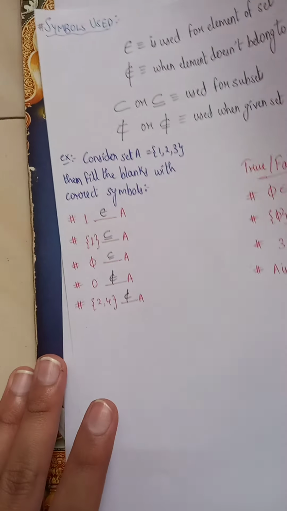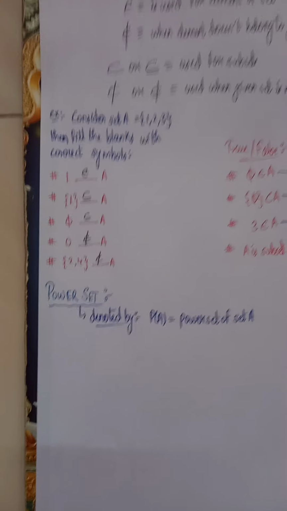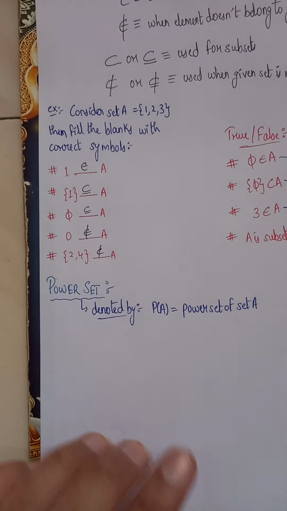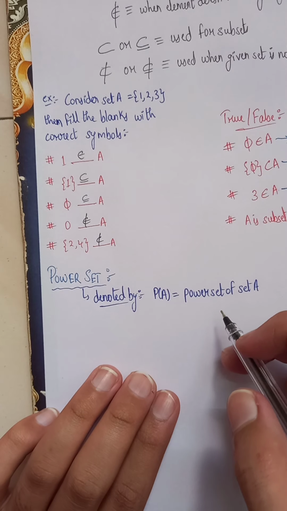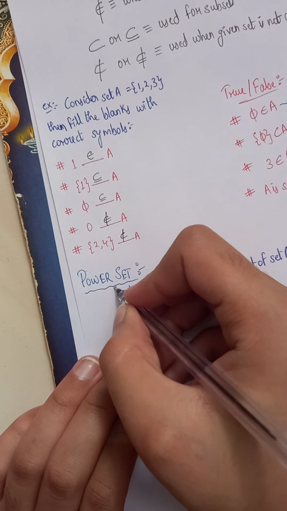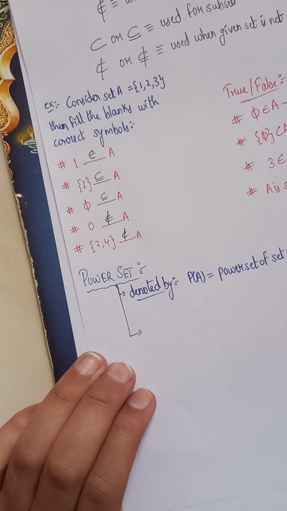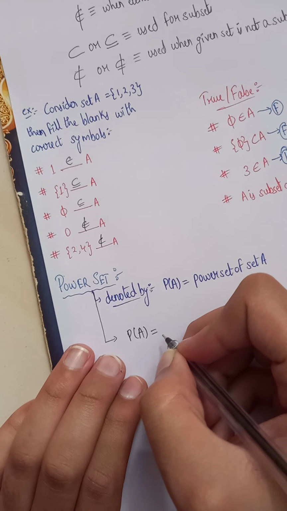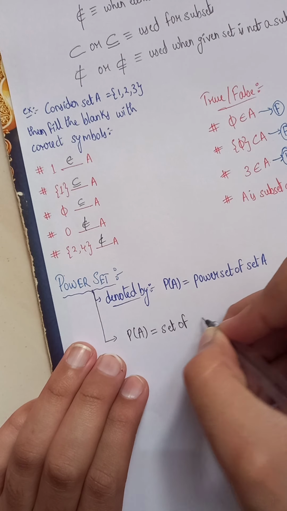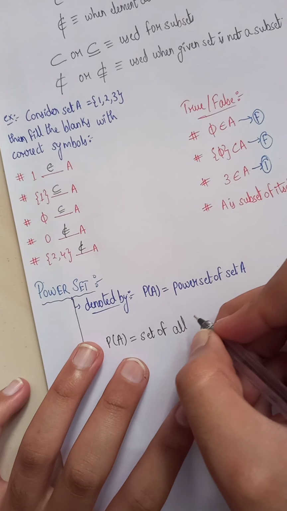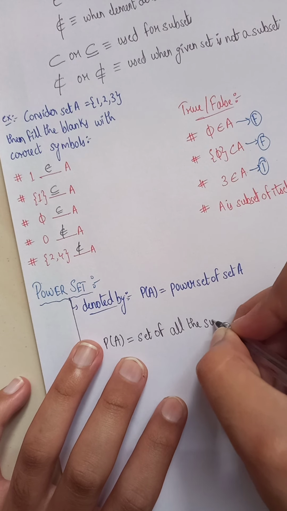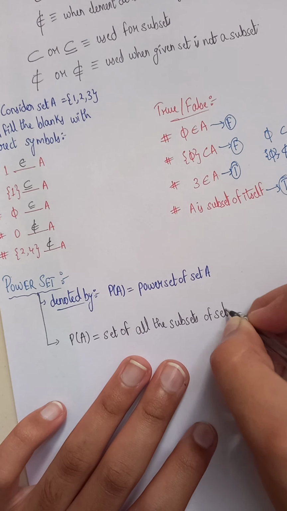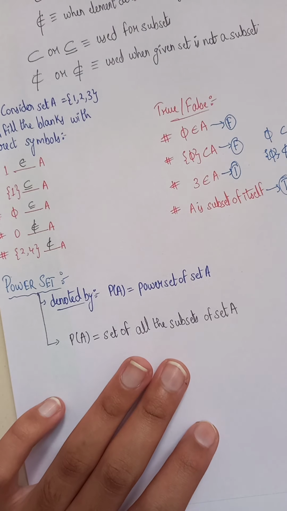Let's move on to the next topic called power set. Power set is denoted by P of A. P of A means power set of set A. What does power set mean? It means a set of all the subsets of set A.